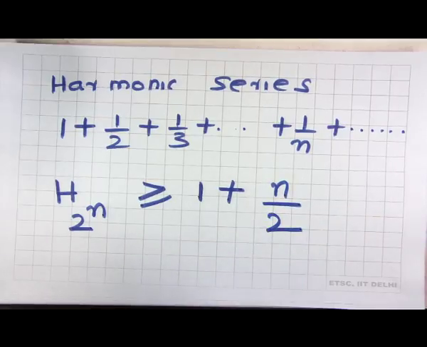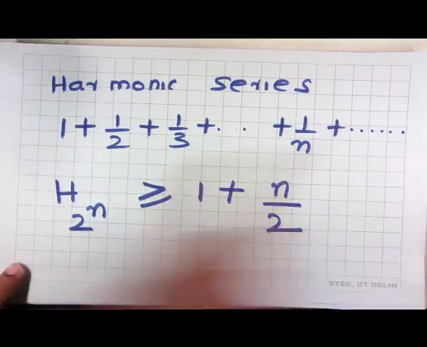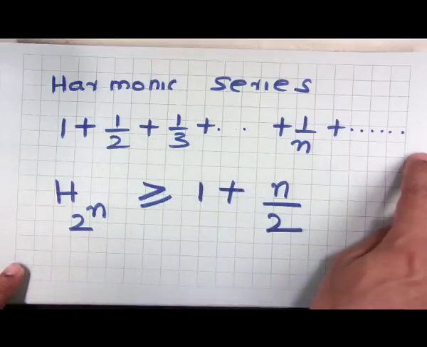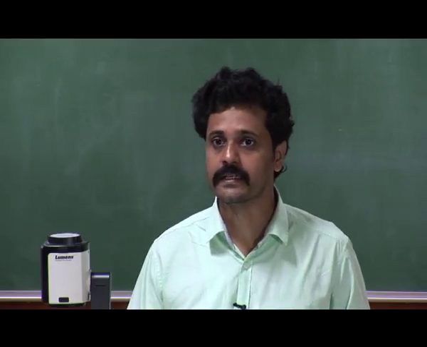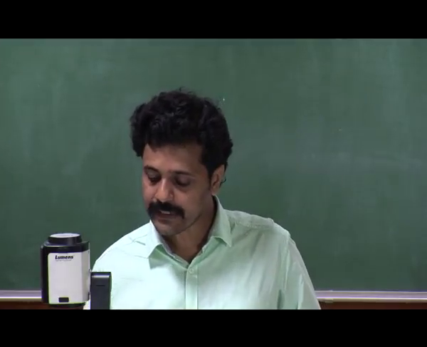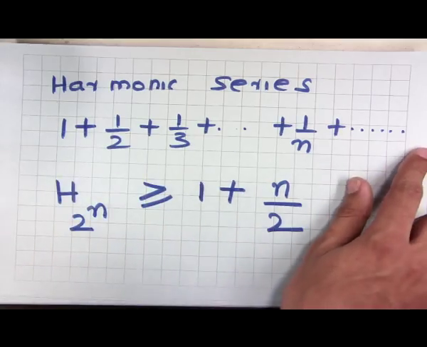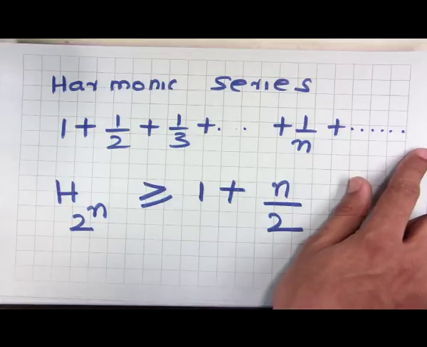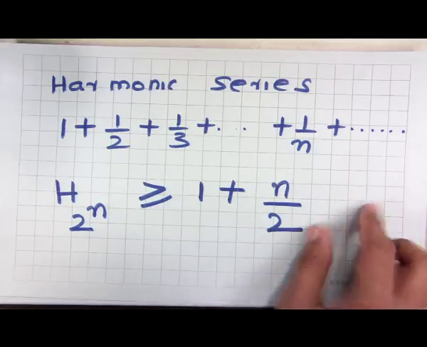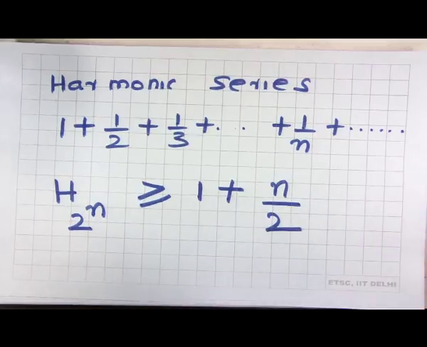Using this inequality, we can deduce that the harmonic series, namely 1 plus 1 by 2 plus 1 by 3 plus etc., is not convergent. In other words, that infinite series does not represent ultimately a finite number. Though the terms that you are adding are very insignificant as n becomes larger and larger, overall the sum is not a finite number. This you will learn more in convergence of series.